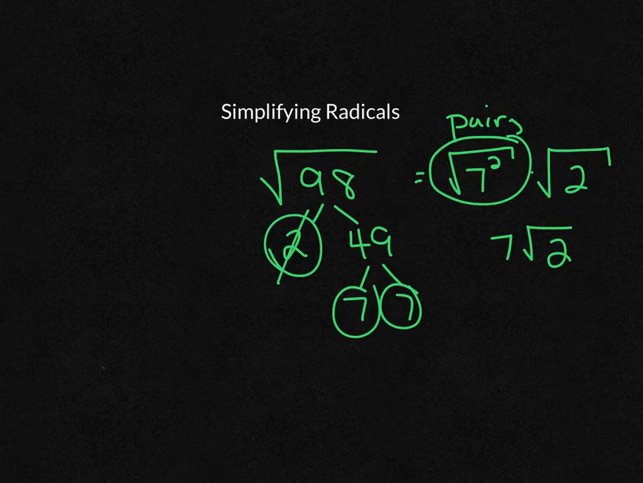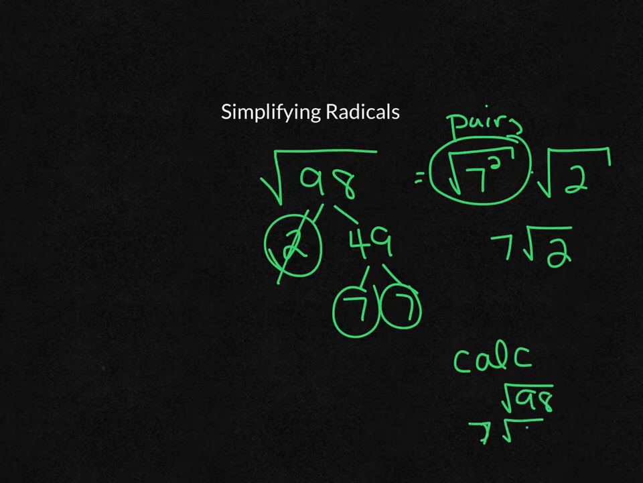And then I used to encourage you to type in your calculator to make sure your decimals match. Square root of 98, and then right underneath of it, if you do 7 times the square root of 2, you should get 9.89 for both of these. So you know that they're equivalent. So let's apply this now to something with a higher index.